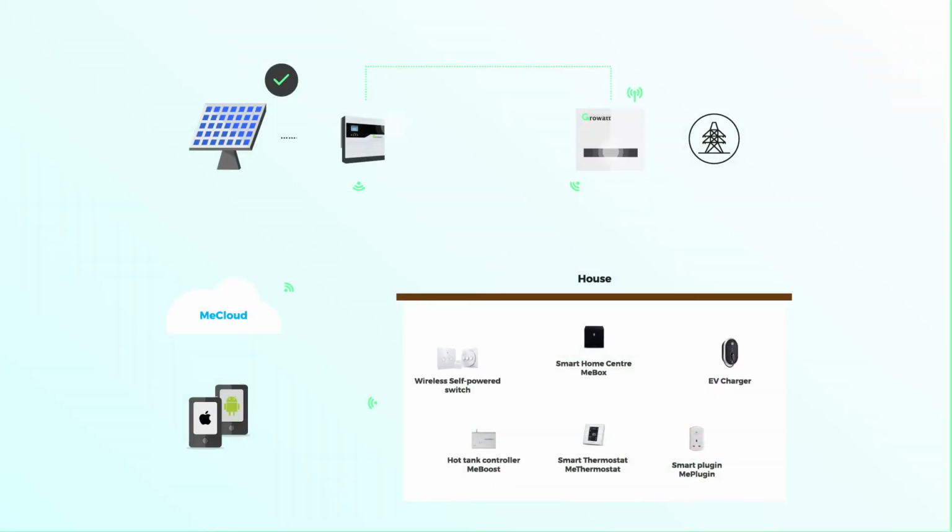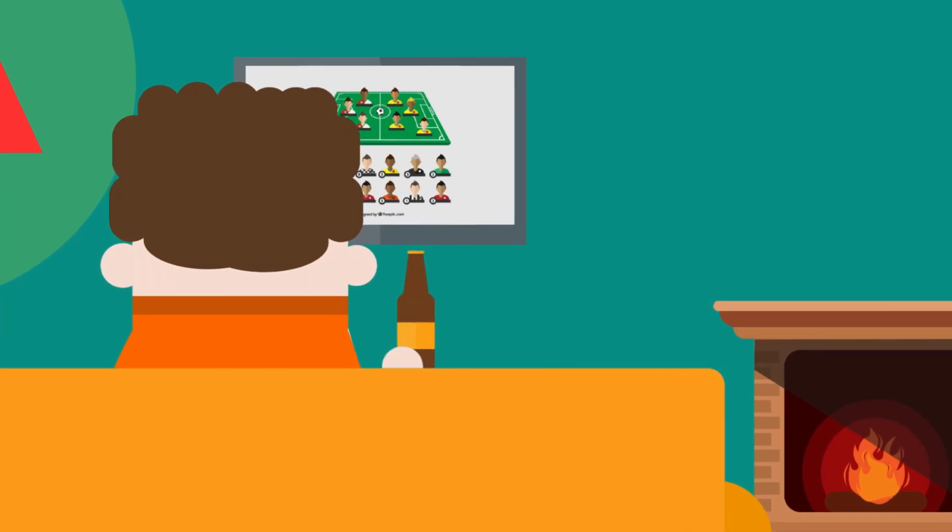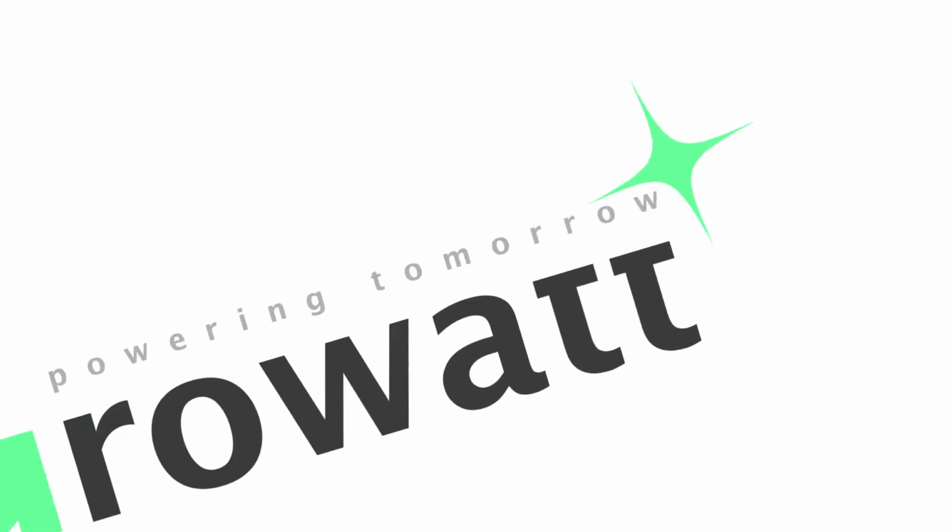Adding more appliances to our new Auto Smart Home platform app, Mi Home, so you can keep tabs on your system and enjoy your warm and relaxed lifestyle wherever you are. Discover Growatt, powering tomorrow.